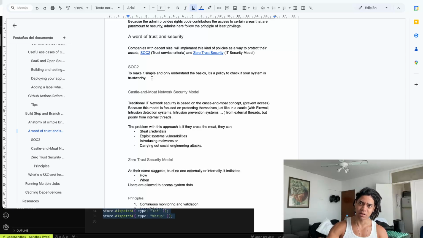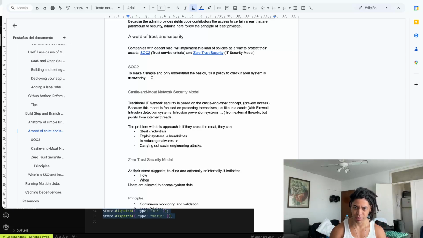Now, traditionally security models trust whoever is inside of the organization. That's known as the castle and moat. So they define these particular techniques or technologies around the castle to protect themselves from external threats, with firewalls, intrusion detection systems, and intrusion prevention systems. But once the attacker crosses the moat, the organization is helpless.